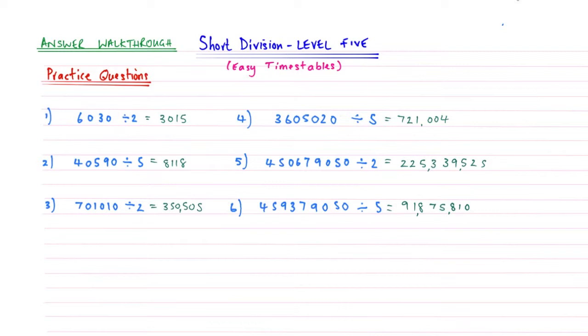And then the answer to number 6 is 91,875,810. So I think after doing these questions you can really see how powerful short division is, because once you've finished this little playlist, this course of short division videos, you'll be able to divide any number possible by a single digit. Now if you've made a mistake, keep watching and liking all these videos. I'm going to go through and do each question in turn. Now if you have got all those right, well done. You can move on to short division level 6.